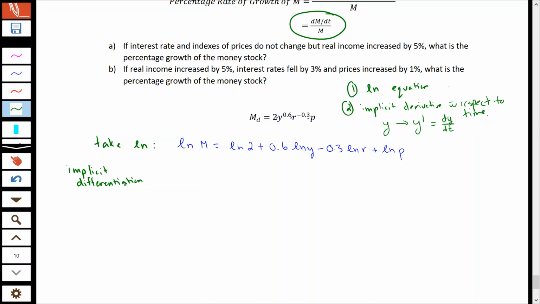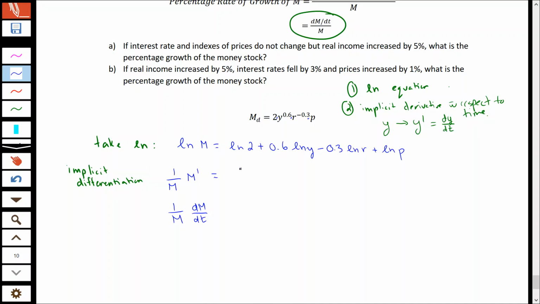And remember, this is with respect to time. We don't actually know how these variables are changing with respect to time, but we can use our rules of implicit differentiation. So the derivative of ln m is going to be 1 over m, and the derivative of m you could write as m prime. I could also have written this as the derivative of m with respect to time. Doesn't matter how you do it.